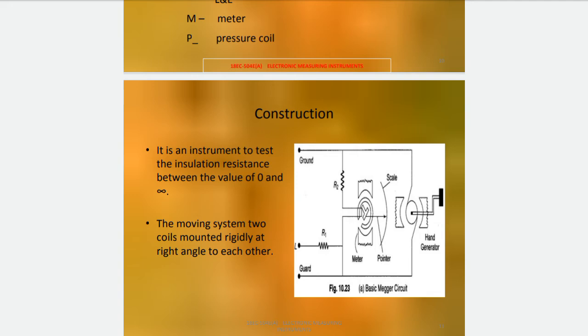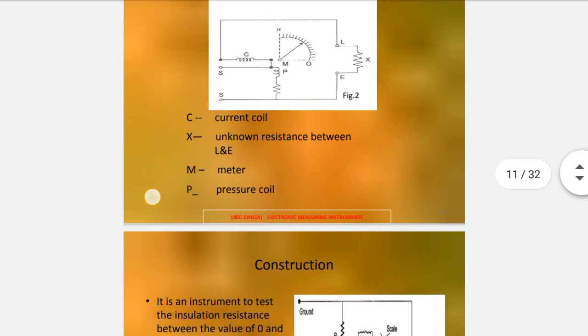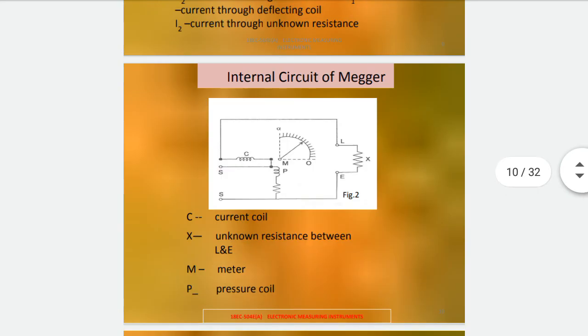The pressure coil in series with R2 is connected across the generator terminals. You can see the unknown resistance, for example the cable under test, which is connected in series with the other coil. X is the unknown resistance, which is connected in series with the other coil.